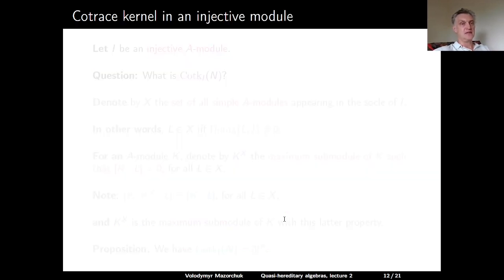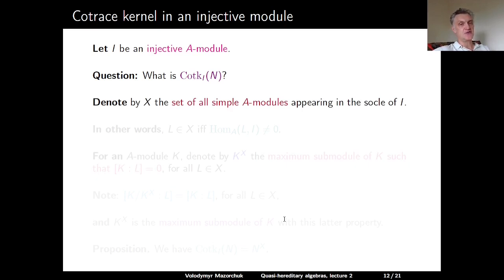Okay, now let us describe the cotrace kernel in an injective module. So let I be an injective A module. What we want is to understand the cotrace kernel of some module N in this injective module I. So let X be the set of simple A modules which appear in the socle of I. In other words, a simple module L belongs to X if and only if the space of A-homomorphisms from this module to I is non-zero.